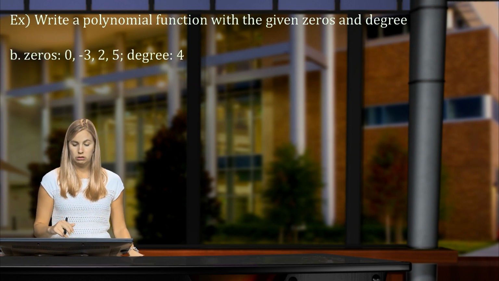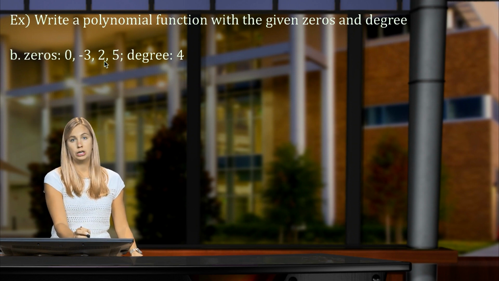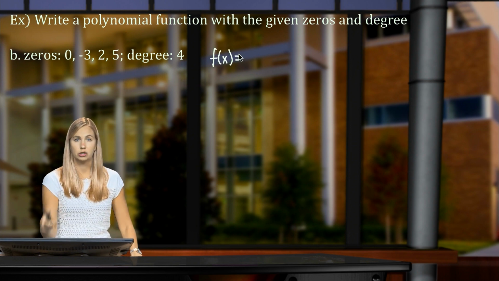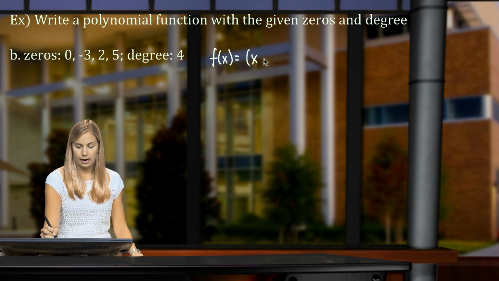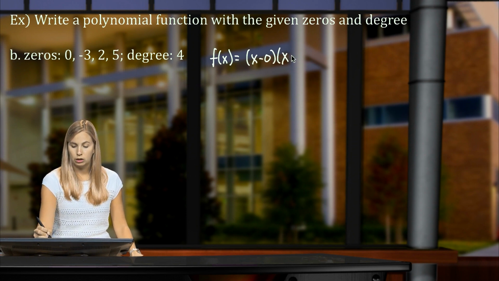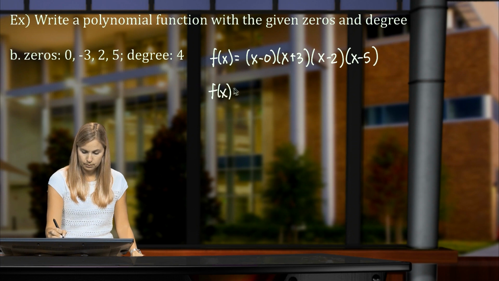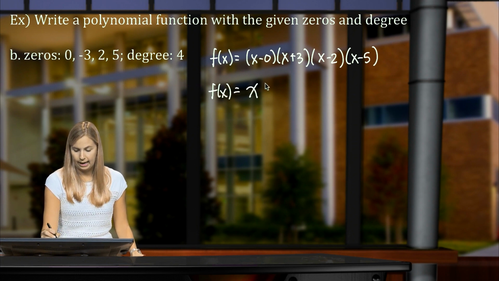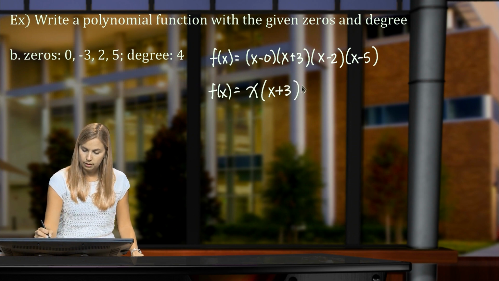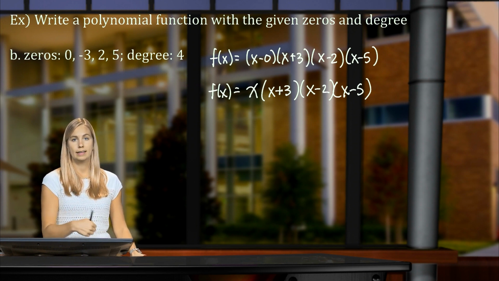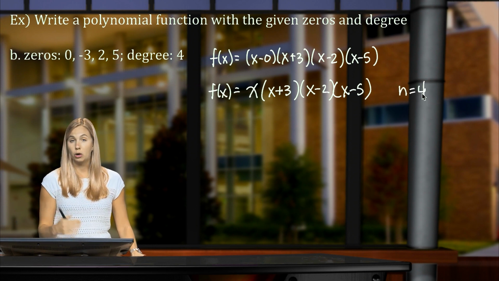Write a polynomial function with zeros 0, -3, 2, 5, and a degree of 4. First, set up your factors for the given zeros. So we have x minus 0, x minus -3 is x plus 3, x minus 2, x minus 5. Now I can simplify x minus 0, that's just x, times x plus 3, times x minus 2, times x minus 5, and add up your multiplicities. What's the degree of the polynomial that we've written as it is? The degree is 4, so I don't need to change anything.